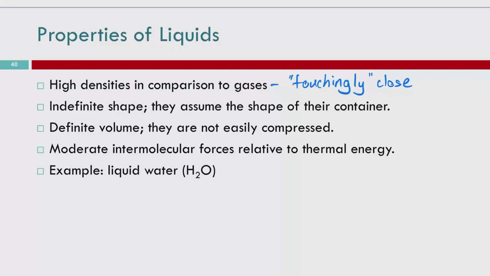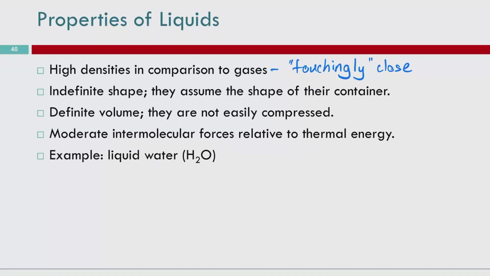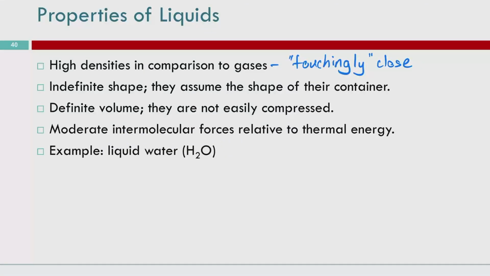Because these are touchingly close, they have moderate intermolecular forces. They have enough intermolecular forces that they can't get away from their neighbor. This is sort of like family sometimes, right? You can't really escape them because of those connections that you have with them. Not to say that you can't escape family, but it is the strongest force in the Fast and Furious universe.